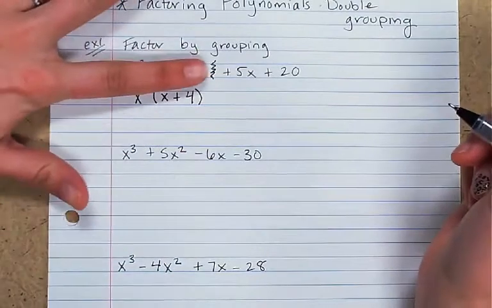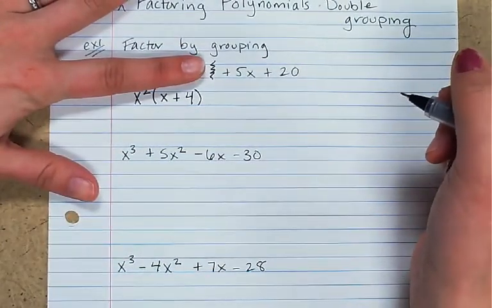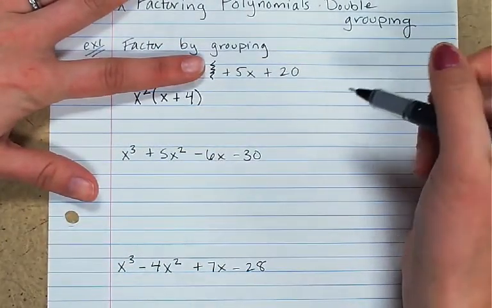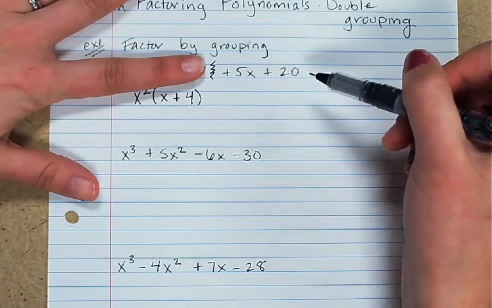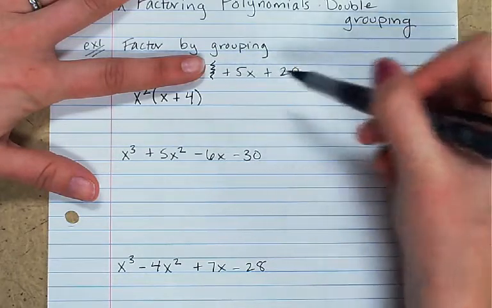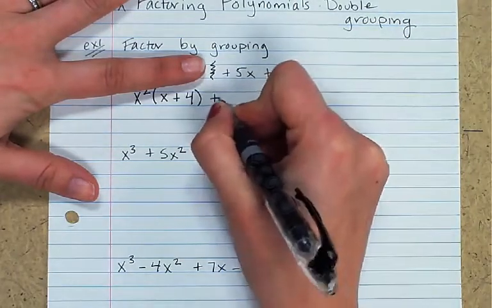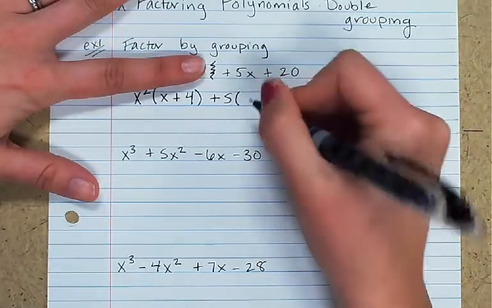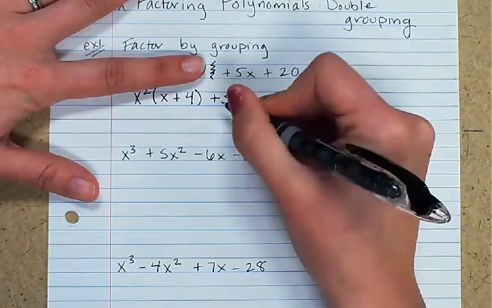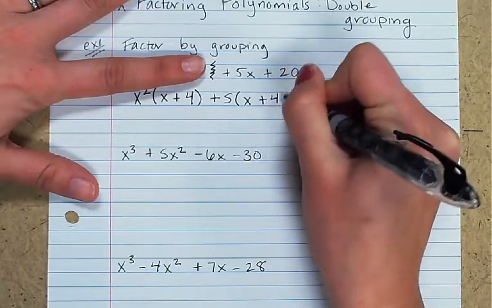Okay, so now let's look at the back 2. What's the biggest thing I could divide out of positive 5x and positive 20? This one doesn't have a variable on it, so I know I can't take any x's off, but they're both divisible by 5. So I'm going to take out a positive 5. And that leaves me with 5x divided by 5 is just x. 20 divided by 5 is 4.